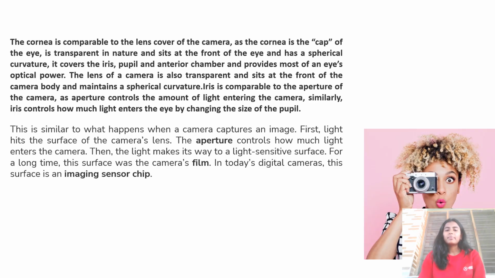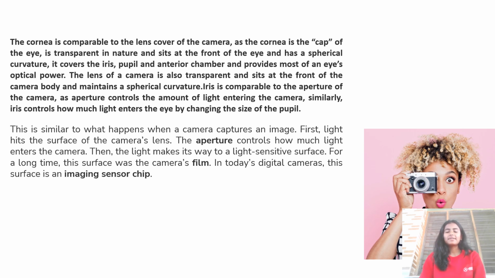The cornea is comparable to the lens cover of the camera, as the cornea is the cap of the eye. It is transparent in nature, sits at the front of the eye, and has a spherical curvature. It covers the iris, pupil, and anterior chamber, and provides most of the eye's optical power.